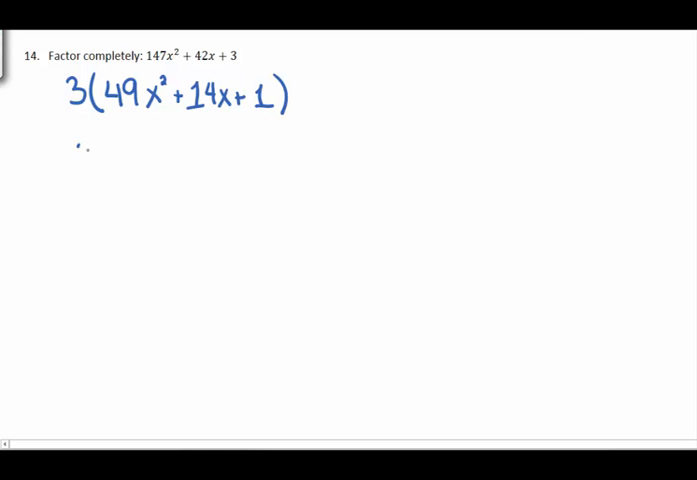Anytime you're factoring a trinomial, the first thing we should look at are the first and the last terms. And you can see that they're perfect squares. 7 squared is 49, and 1 squared is 1. Since 7 times 1 times 2 is 14, this is going to factor into 7x plus 1 squared.